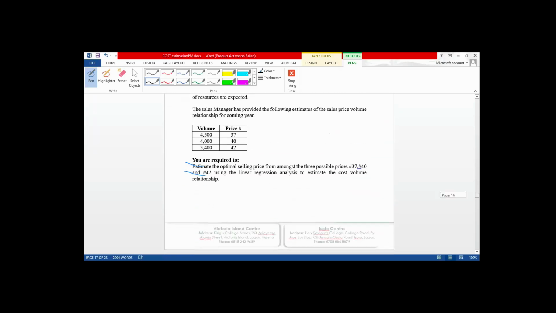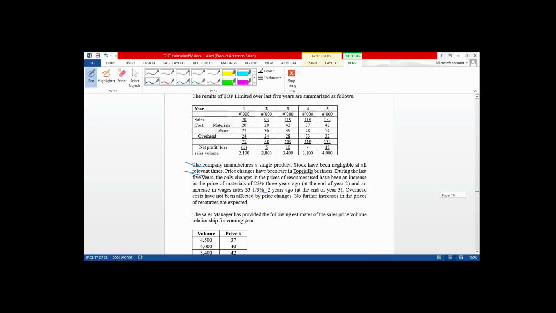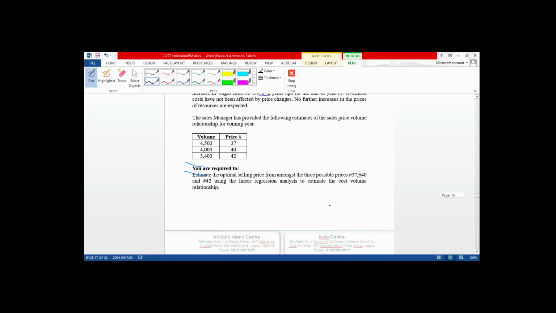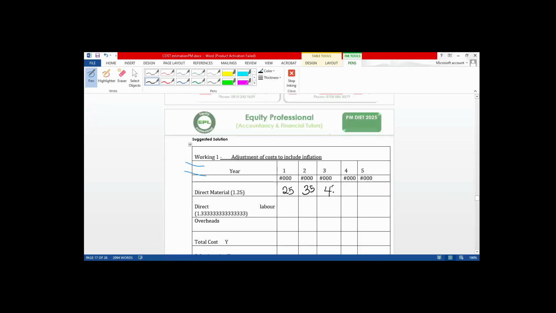Yes, sir. So I have 42, 37, 48. I hope this explanation is clear. The 3 years ago is not that clear for me, sir. Oh yeah, count back. For year 5, count 3 years back.